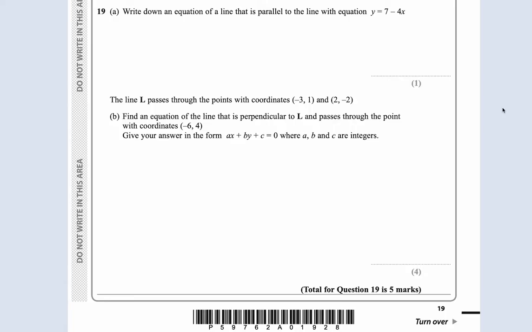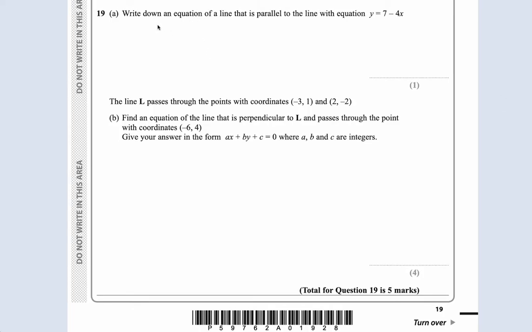Question 19. Write down an equation of a line that is parallel to the line with equation y equals 7 minus 4x. Okay, so parallel means same gradient. And the gradient of this line is minus 4. Because remember, the equation is of the form y equals mx plus c, where m, the coefficient of the x, that number that comes before the x, is the gradient. So the gradient of this line is minus 4.